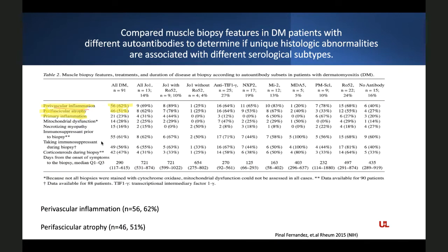So this is the study that came out, and as you can see over here, you can see inflammation in about 62% of all DM patients, as well as atrophy. My point being that it's important for us to test for all antibodies as well, along with the histopathology.